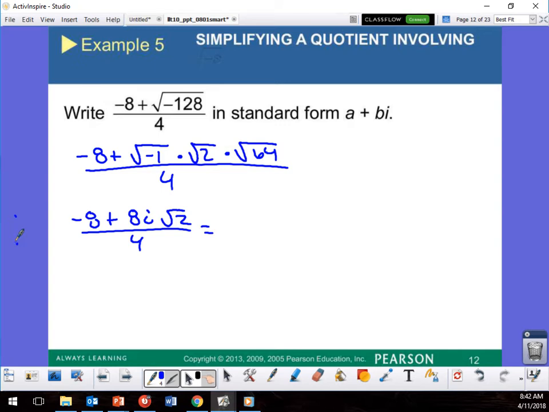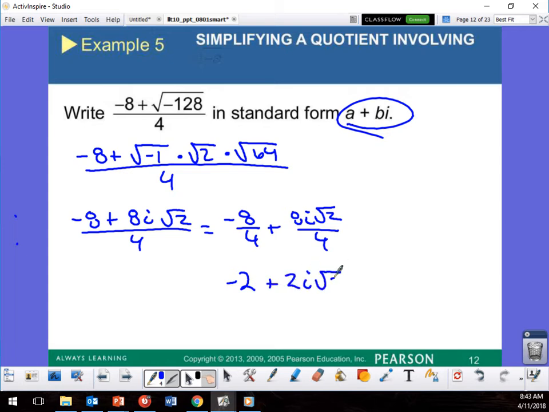So negative 8 over 4 plus 8i rad 2 over 4. And then I could reduce because this is in my a plus bi form, right? So it's going to be negative 2 plus 2i rad 2. It's not done until you circle it, right?